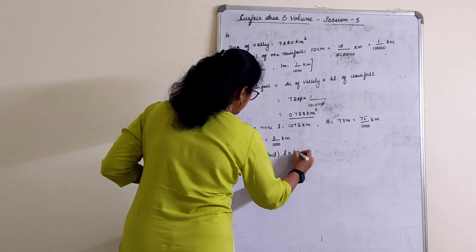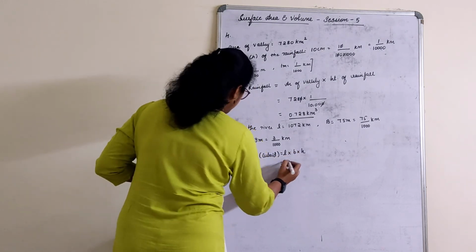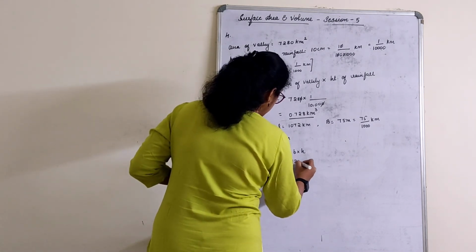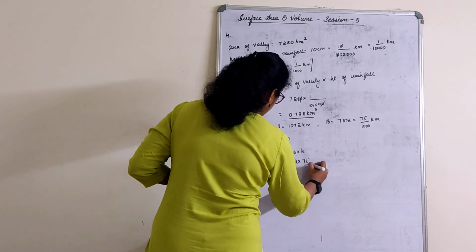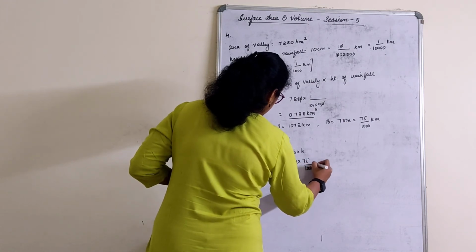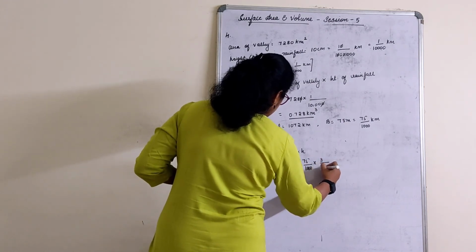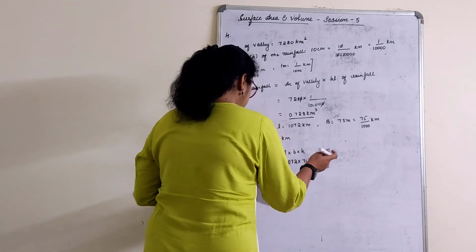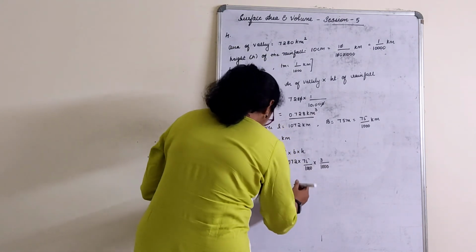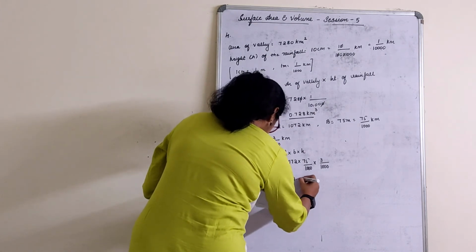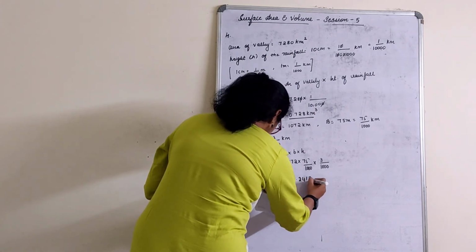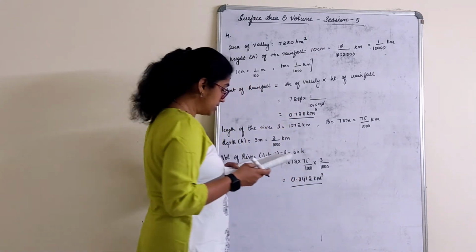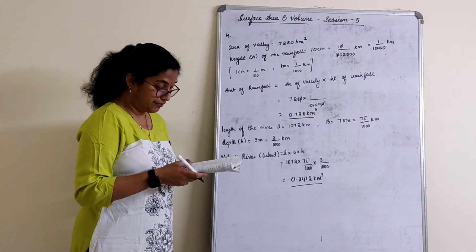Length into breadth into height. That is 1072 into 75 by 1000 into 3 by 1000. So the final answer, after cancellation, multiplying, dividing, is 0.2412 kilometer cube. This is the volume of the river.